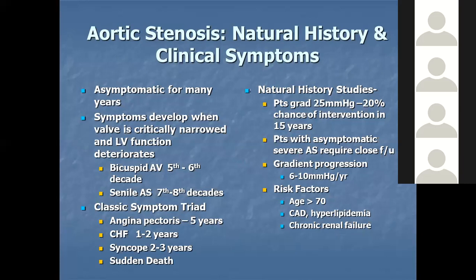But this is from the Western world. In our population, we have diagnosed bicuspid valve earlier, like in the 40s, 50s, and senile as early as 50 plus or in the 60s as well. I don't know if it is because of their dietary habits or what else, but we found these things very early in our population. So the classic symptom triad in AS: patients will feel angina, they have syncope, they have heart failure, and there are chances of sudden death.